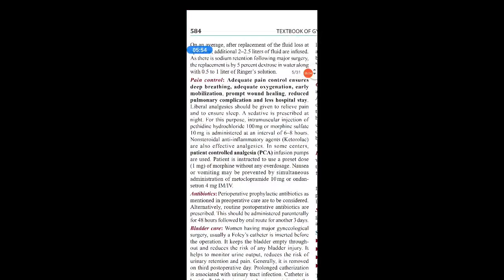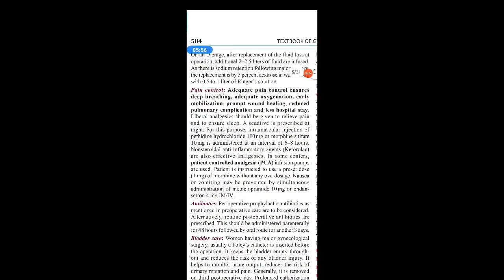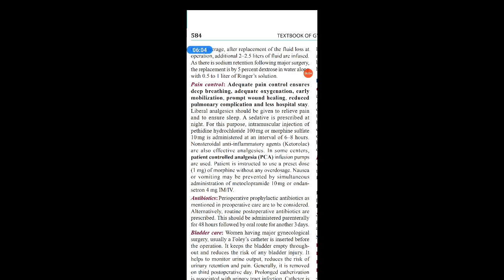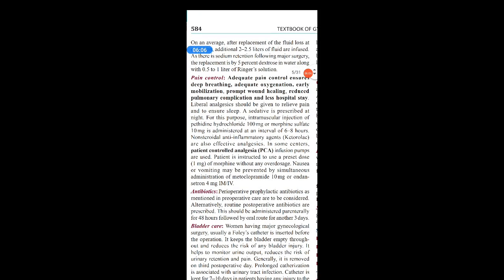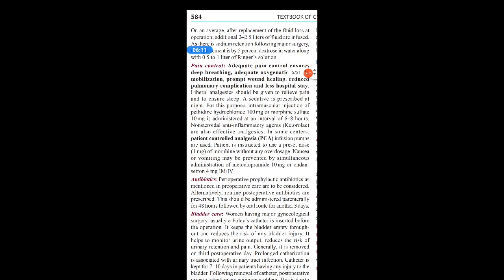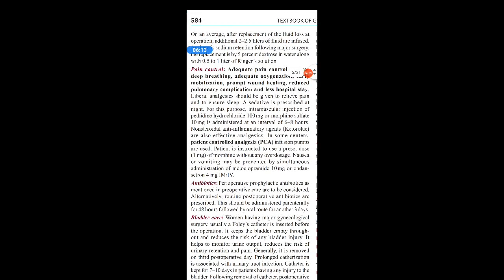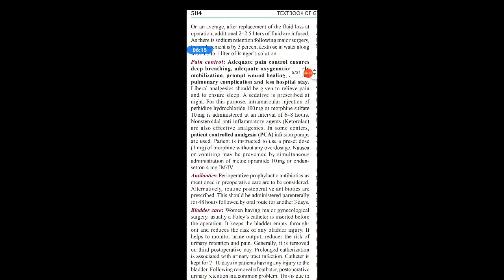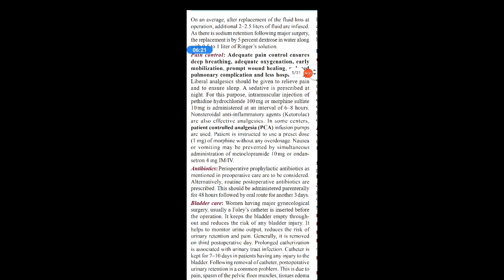Next, about pain control management. Adequate pain control ensures deep breathing, adequate oxygenation, early mobilization, prompt wound healing, reduced pulmonary complications, and less hospital stay. Liberal analgesics should be given to relieve the pain and to ensure sleep. A sedative is prescribed at night. For this purpose, an intramuscular injection of pethidine hydrochloride 100 mg or morphine sulfate 10 mg is administered at an interval of 6 to 8 hours.